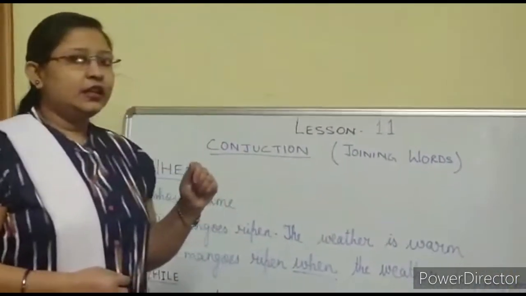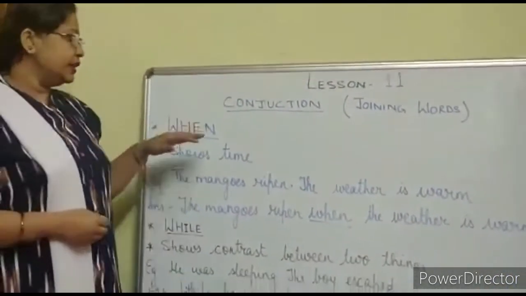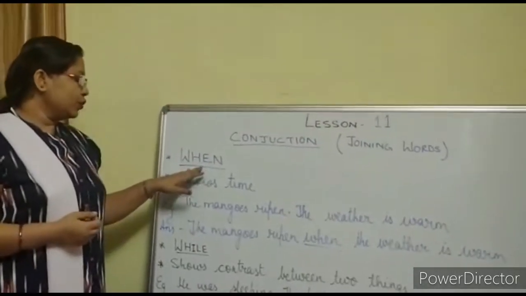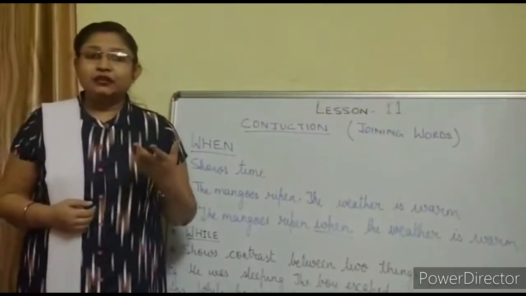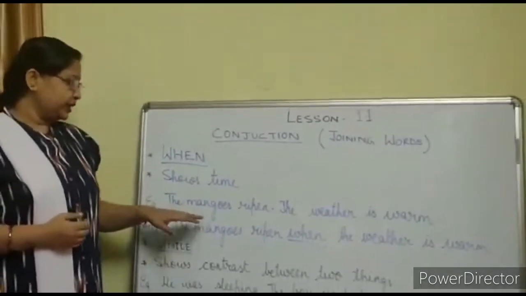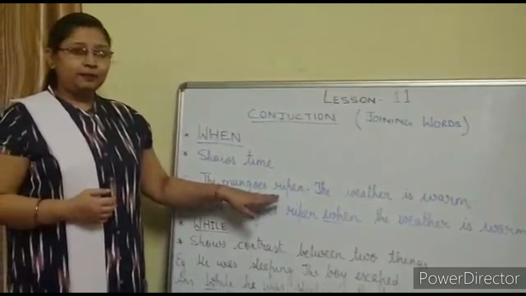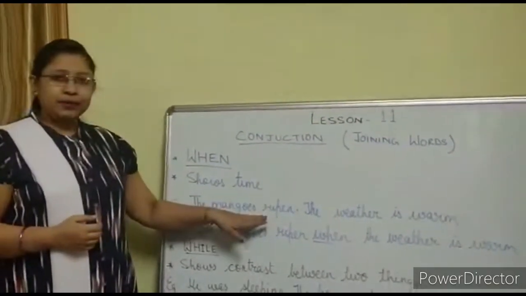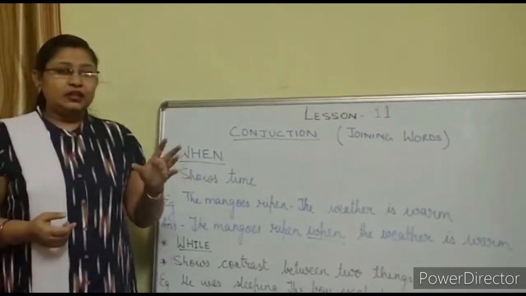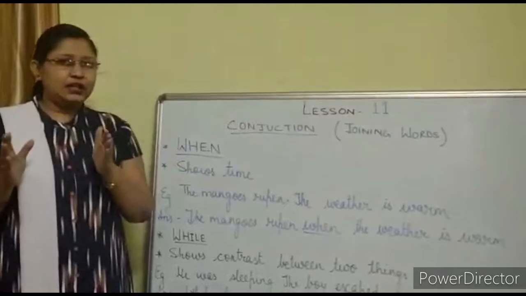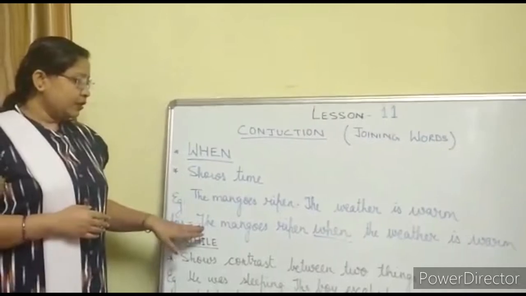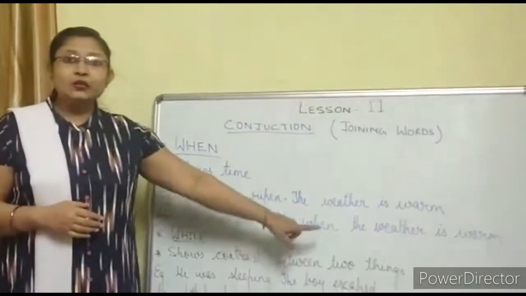So, students, today the first conjunction which we will study is when. Where do we use the conjunction when? We use when to show time. Now let us take two different sentences. The mangoes ripened. And the second one, the weather is warm. So we have joined it with when. The mangoes ripen when the weather is warm.